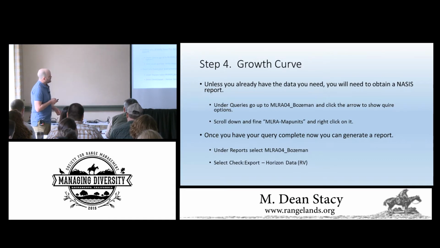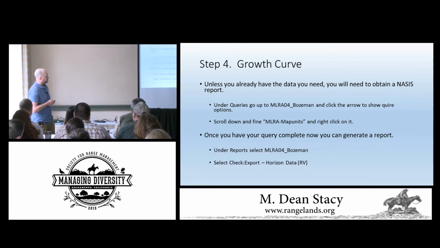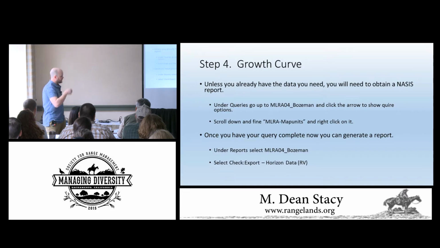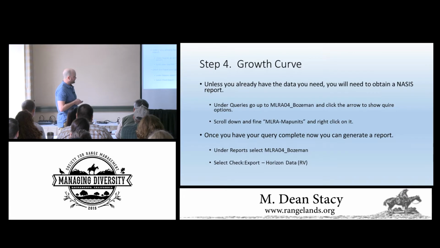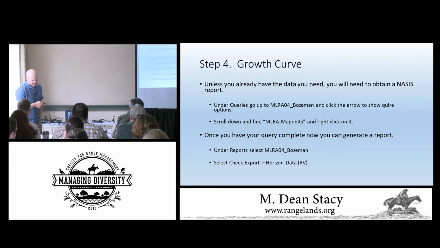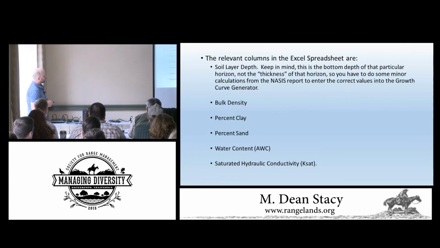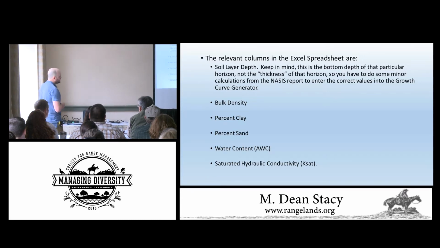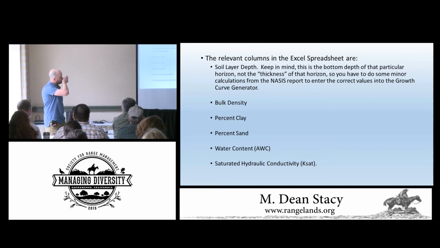Okay, so once again, you're going to have to do a NASIS query, and the query that my supervisor had done for me was the MLRA 4 Bozeman query. I'm not going to go into great detail about the NASIS stuff, but you'll go and collect that data. The data needed for this growth curve generator is your soil layer depth, the bulk density, percent clay, percent sand, AWC, and your hydraulic conductivity.